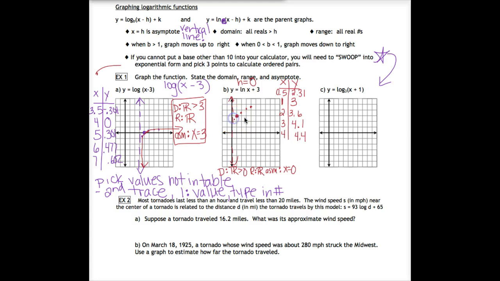2.31. Again, when you connect it, make sure you don't make it look like a square root graph. Make sure you make it approach that asymptote but never cross it. So in blue there is my graph.